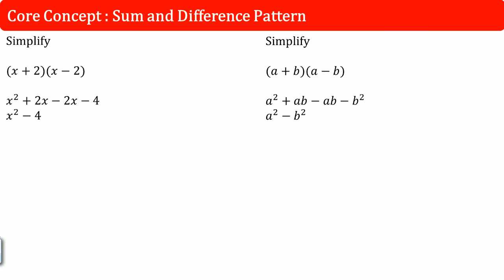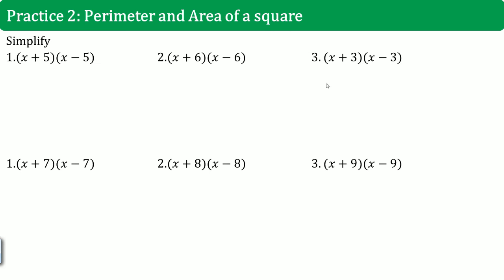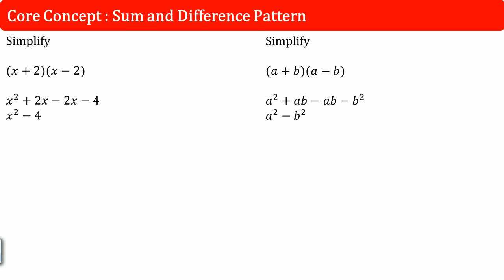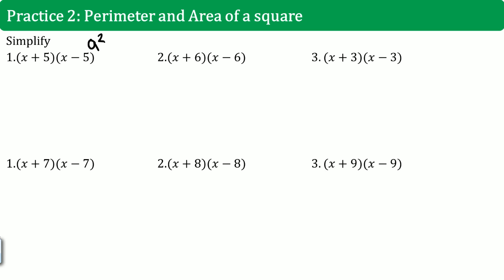All right, here's the core concept if you would like to write it down. Notice all of these are a sum and difference, and we know it's not a squared plus b squared. Let's look at the core concept again. It's a squared minus b squared. So a was your x and your b was your 5.